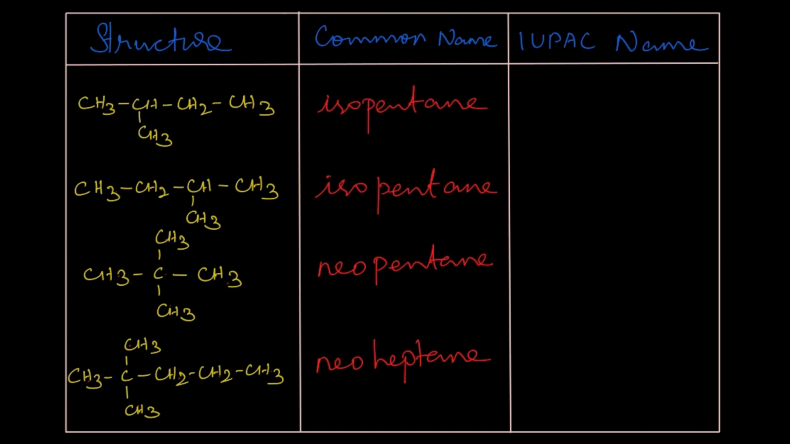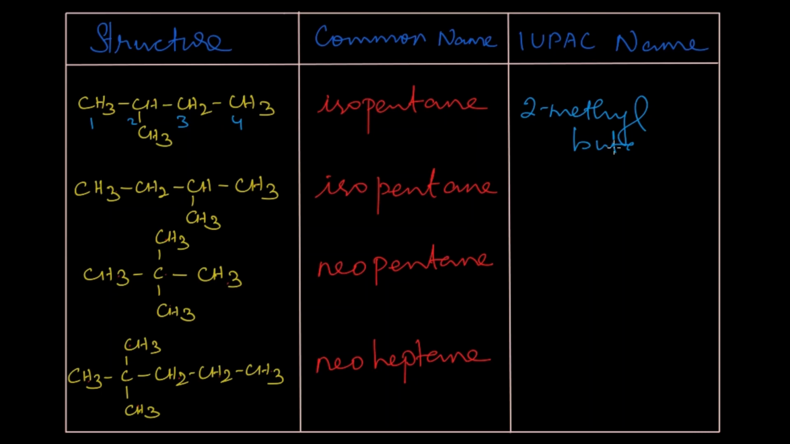Totally how many carbons are there in straight chain? 1, 2, 3, 4. Okay, 4 carbons are there. In the second carbon, methyl group is attached. CH3 is called as methyl. So 2-methyl. In the straight chain, there are 4 carbons. So 2-methyl butane is its IUPAC name.